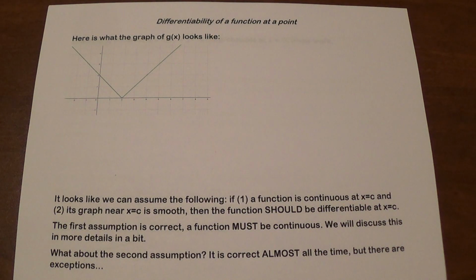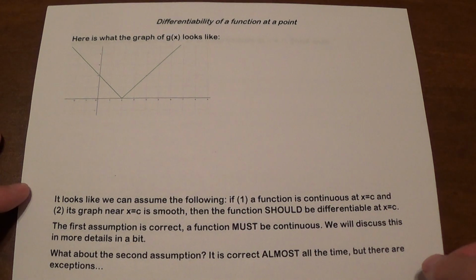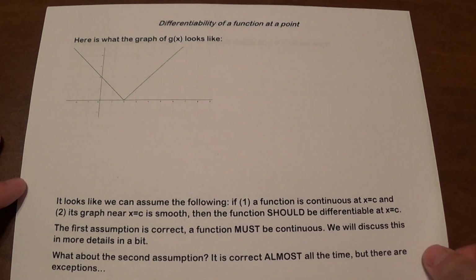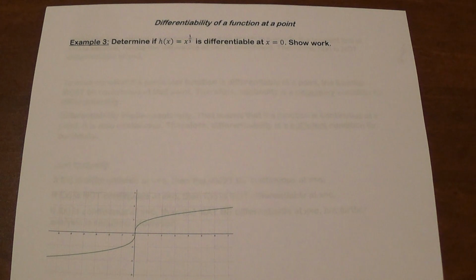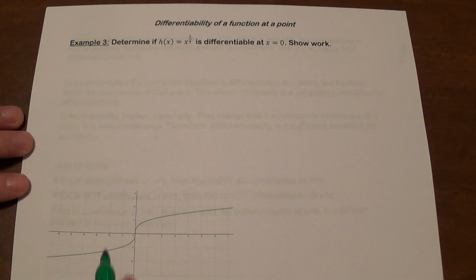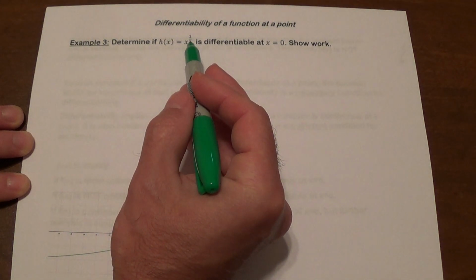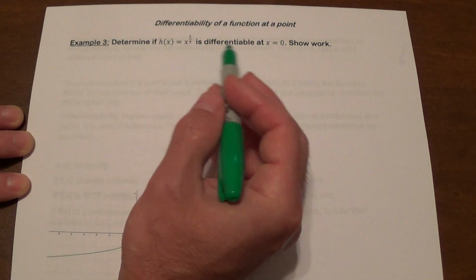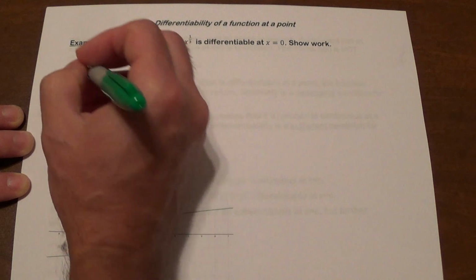What about the second assumption? Does every function that's going to be smooth at a particular point, near a particular point, is going to be differentiable there? Well, almost always, but not all the time. Here is a classical example. So if you're going to do this with the function x to the power 1/3, which is basically a cube root of x, you want to see if it's differentiable at 0.